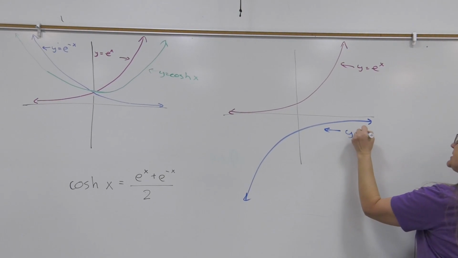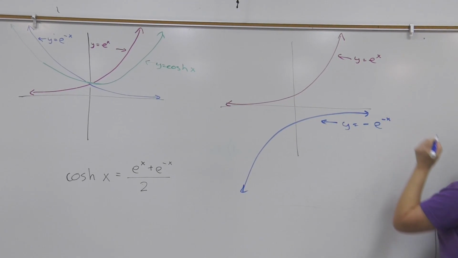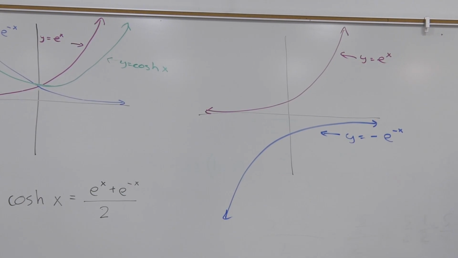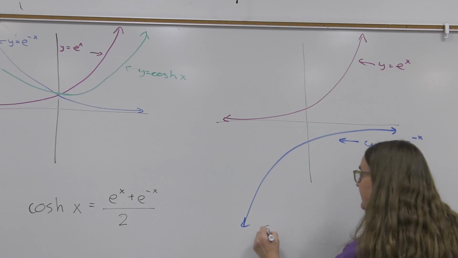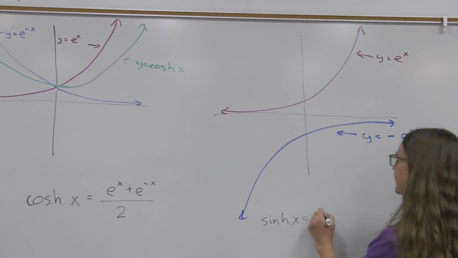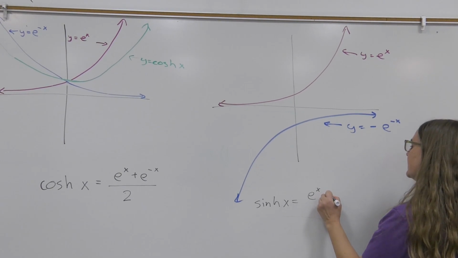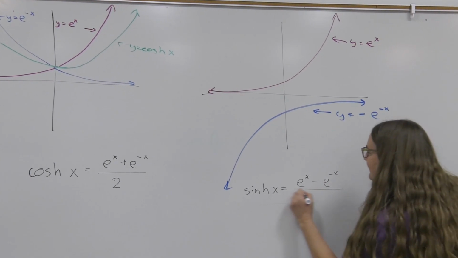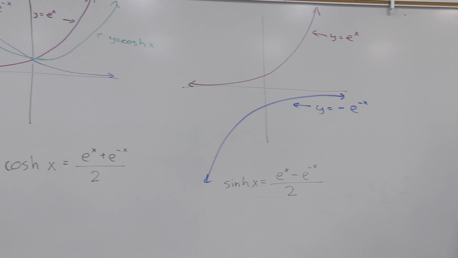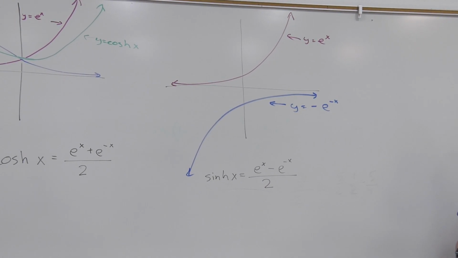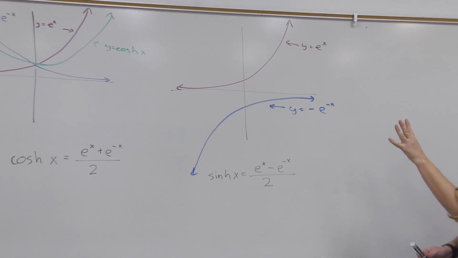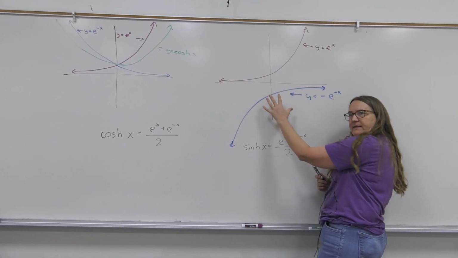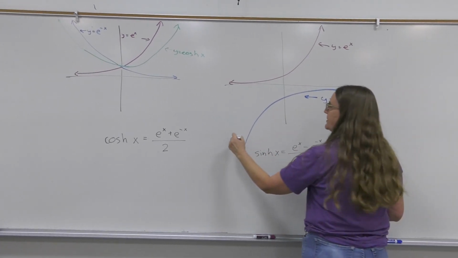So this is y equals the opposite of e to the negative x. And sinh is just the average of these two functions. So sinh of x is equal to e to the x plus the opposite, so just minus e to the negative x, all over 2. And if we take a look at that, again, we can sort of see what that graph is going to look like because it's going to be halfway in between these two graphs at every point.